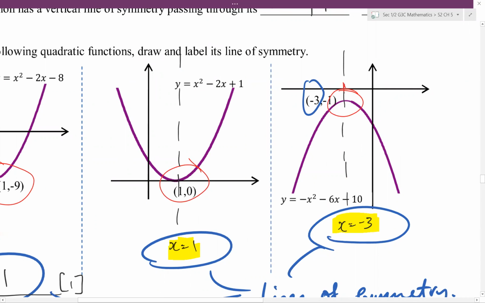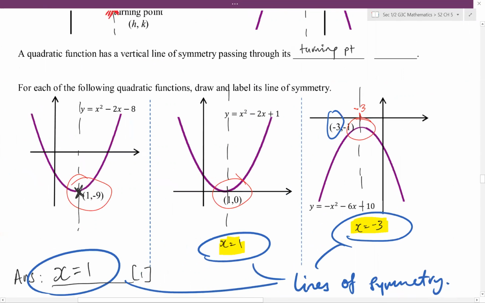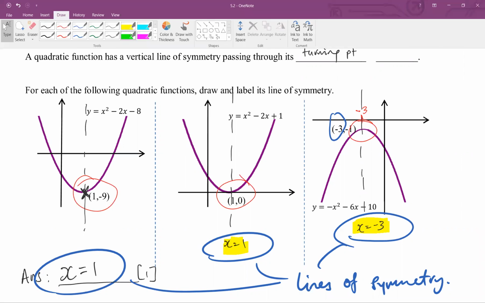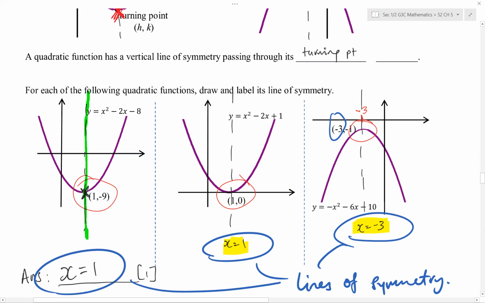Okay, so this x value is -3. Pay close attention to what the line of symmetry cuts through. The line of symmetry cuts through the turning point.